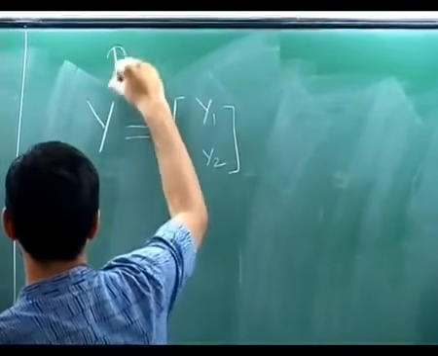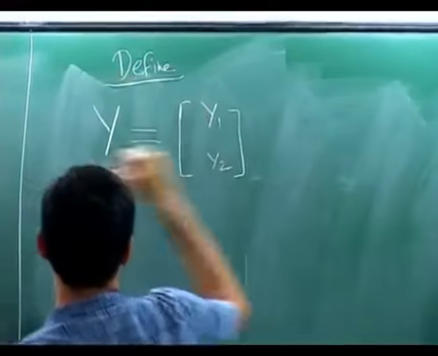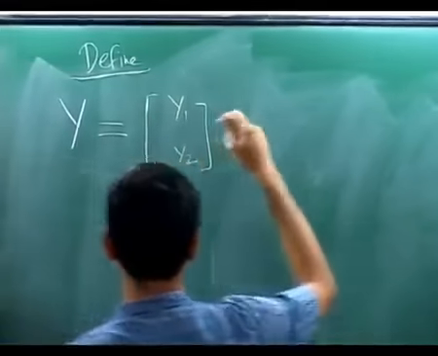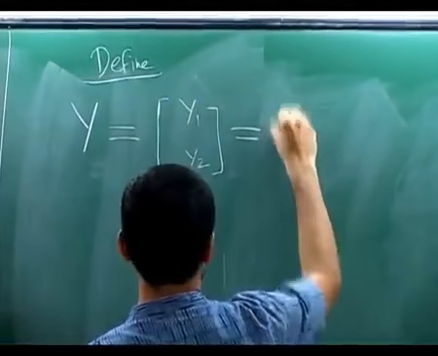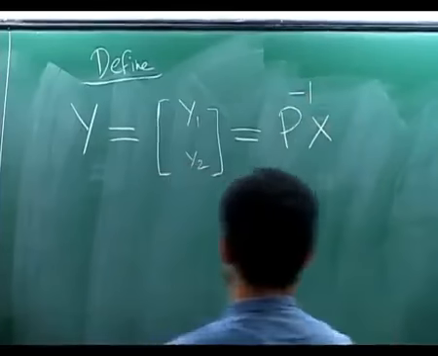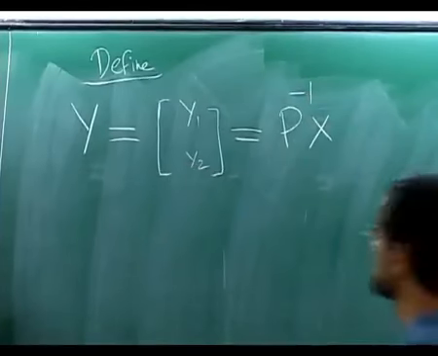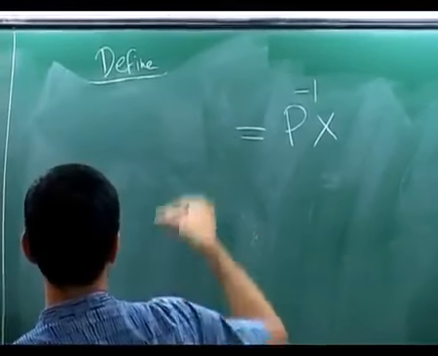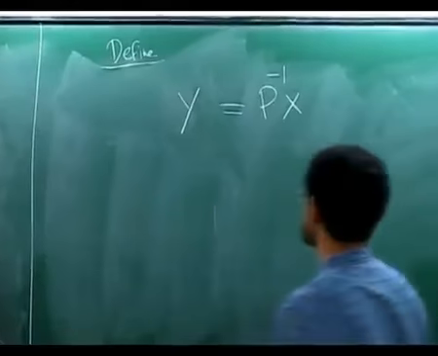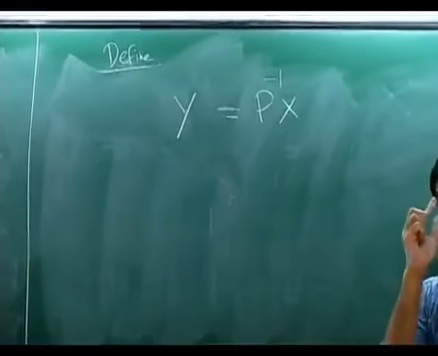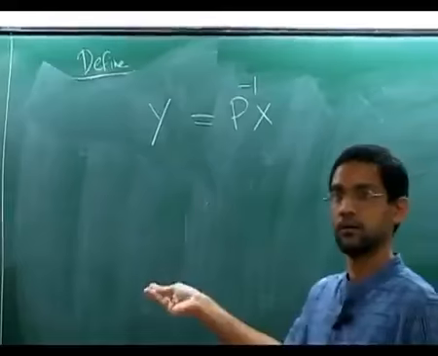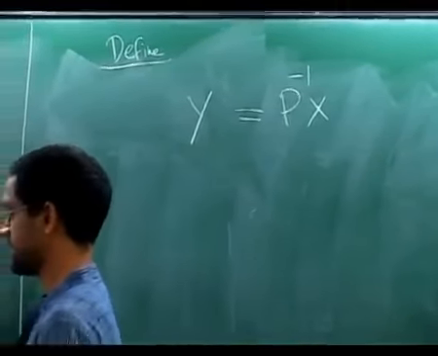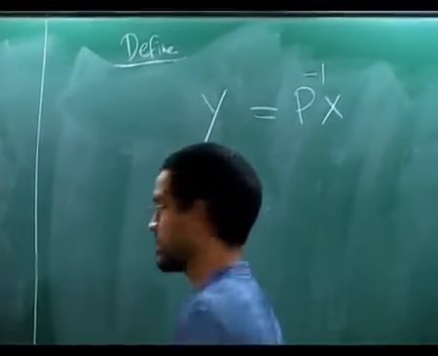So let's define y as P inverse x. This is just another name for it. Let me remove this for the moment. So let's define a 2 cross 1 vector y as P inverse x. I have just changed my variable because this equation contains that P inverse x. So now in terms of y, what does this equation become?